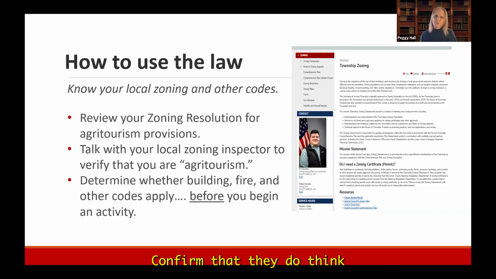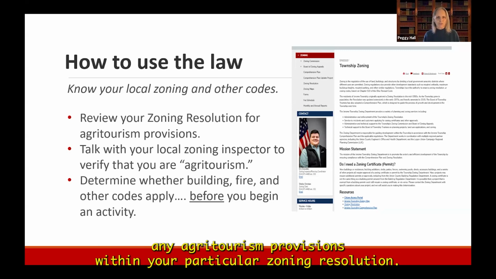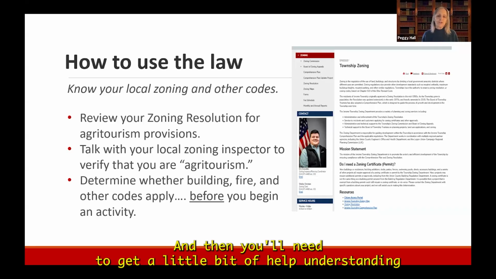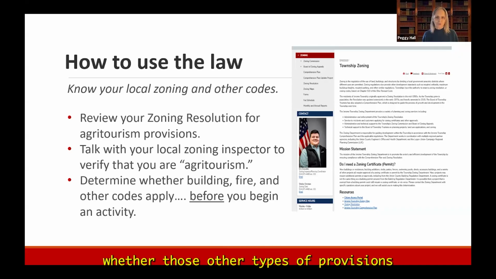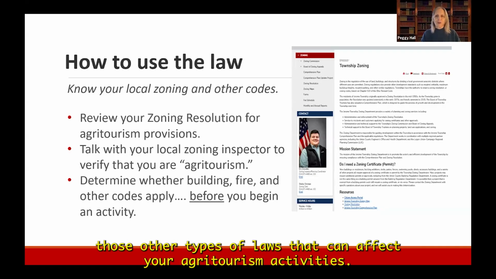Confirm that they do think that the activity you want to do is agritourism, and confirm whether there are any agritourism provisions within your particular zoning resolution. And then you'll need a little bit of help understanding whether those other types of provisions might apply, such as the building code, the fire code, those other types of laws that can affect your agritourism activities.